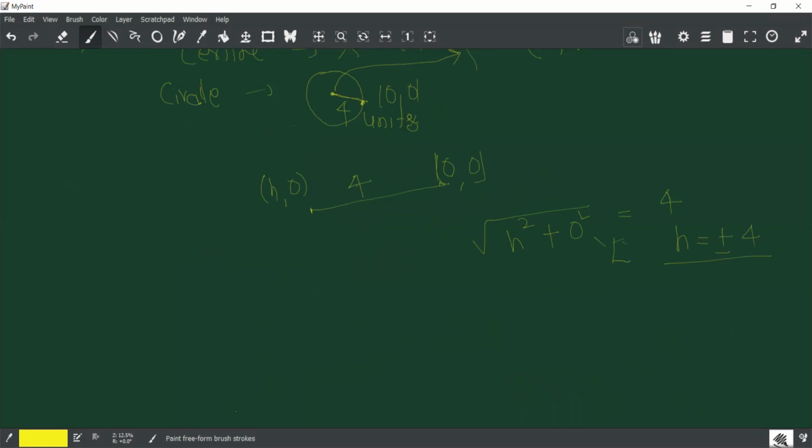Yes, yes, Roshan. h is plus or minus 4. Everybody got it? Or is there any doubt? So one center is (4, 0), and radius 4.